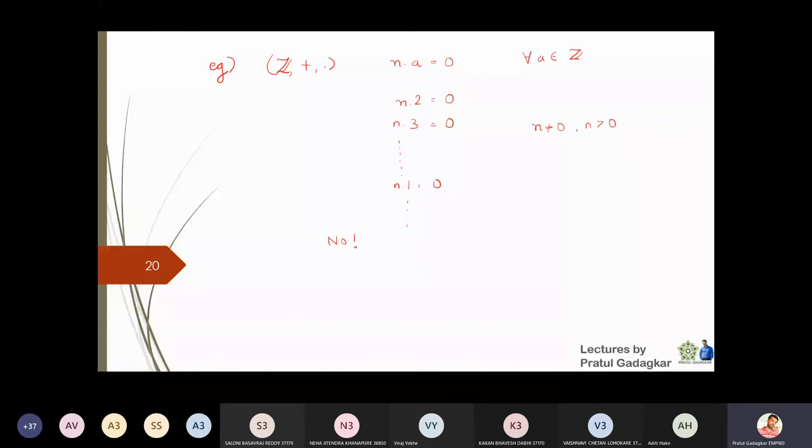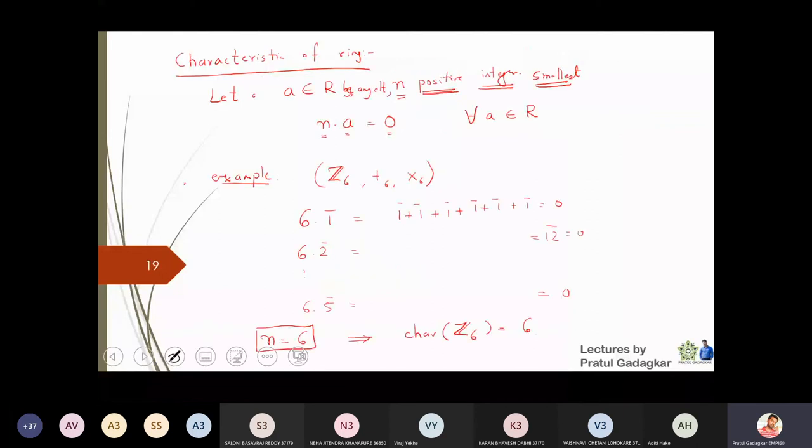In that case, the characteristic of the ring is denoted by 0. So let us insert this part in our definition. What is the definition? If such a number does not exist, then the characteristic of that particular ring will be declared as 0. This is what I'm defining.